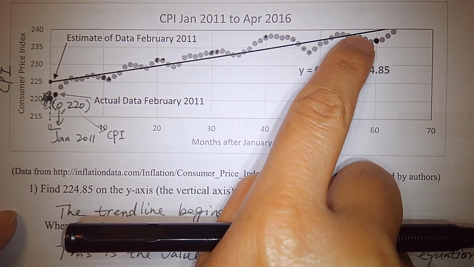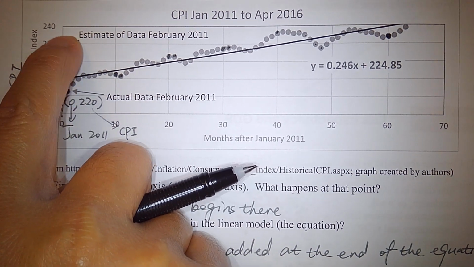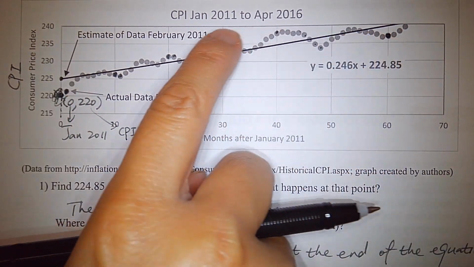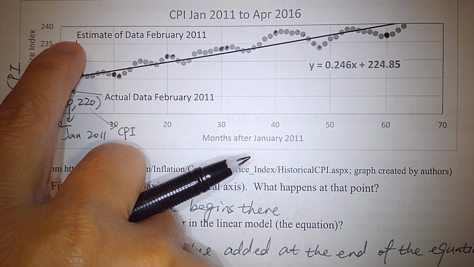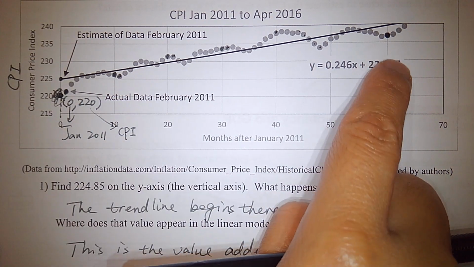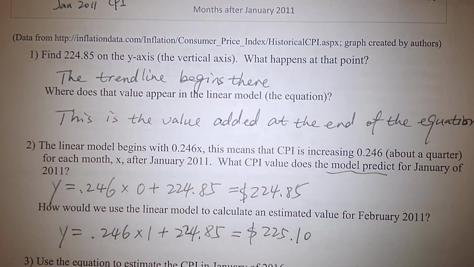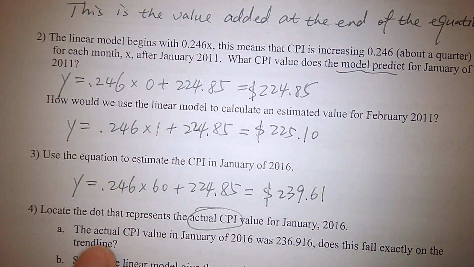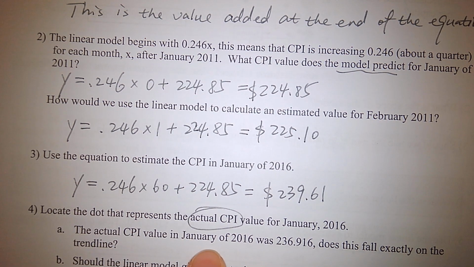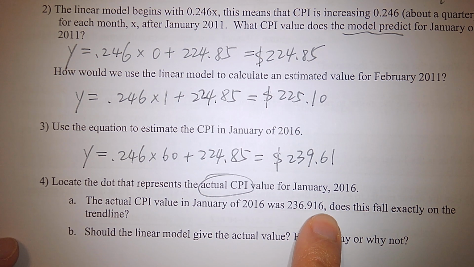Okay, because you can see that. What is the actual CPI? It's between 235 and 240. I would say about 237, right? Actual CPI, because this is the actual point, right? The actual CPI in January 2016 was 236.916. This is close to 237, right?